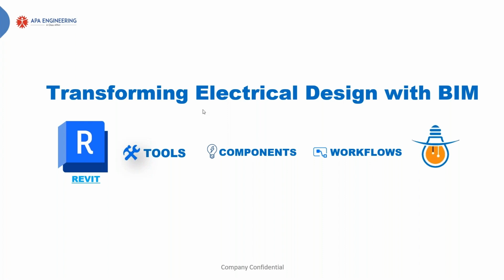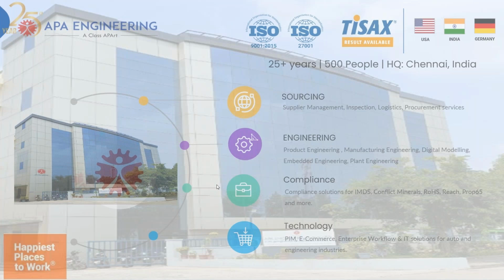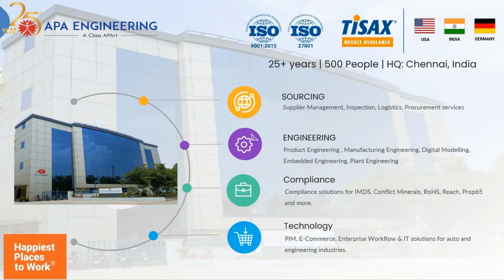Thank you, Pratish. Warm greetings to everyone present. So about APA. We are a 25-year-old company, 500 people strong, headquartered in Chennai, India. We serve clients from the USA, Canada, Germany, Netherlands, and Australia. We are ISO 9001 certified for quality process and ISO 27001 and TSAC certified for information security.